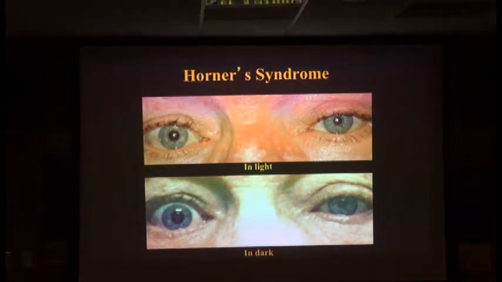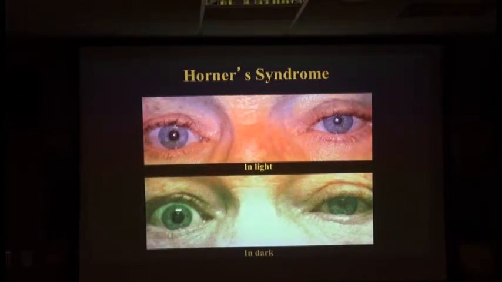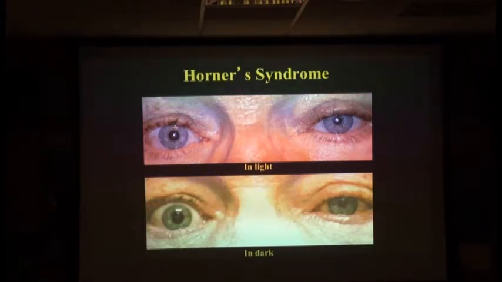So here's photographs of that. So here's the anisocoria in the light. Notice a little bit of ptosis, somewhat smaller pupil. In the dark, a little blurry photo, this pupil really didn't get much bigger, and the normal pupil did. So this was that quick. Lights on, lights off. Oh, there's more in the dark. Maybe this is a Horner syndrome.